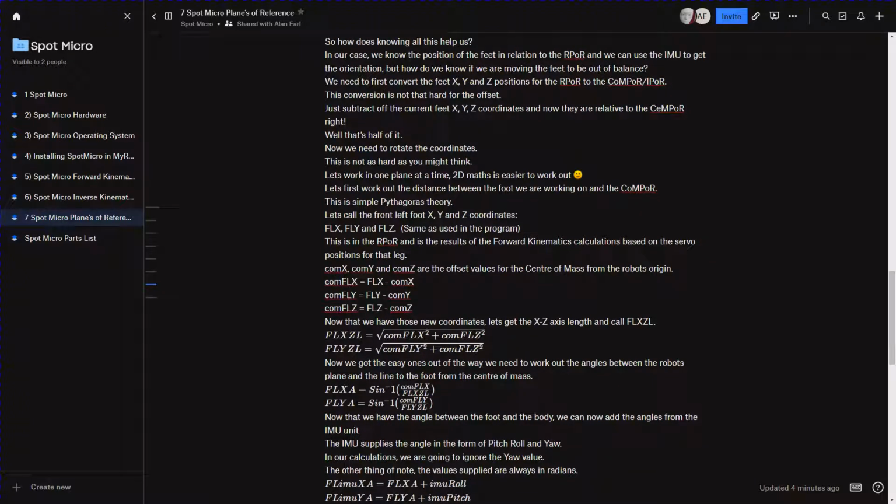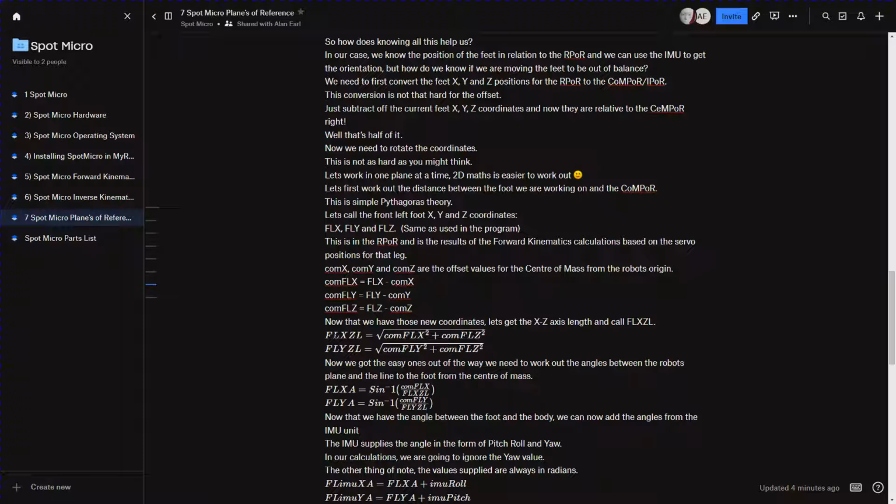So here we can see the center of mass foot left X is equal to the foot left X coordinate minus the center of mass X. And we do that for the Y and the Z as well, so we can get those three variables. In effect, we need to do this for all feet. Once we have those coordinates, we can calculate the length between the foot and the center of mass.